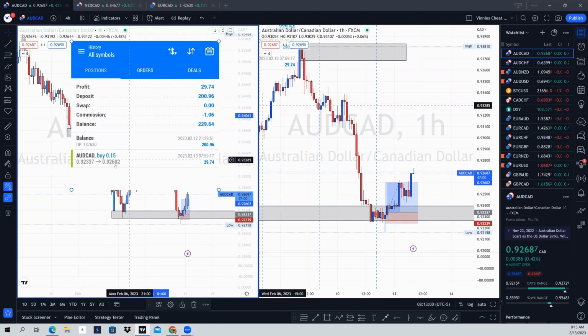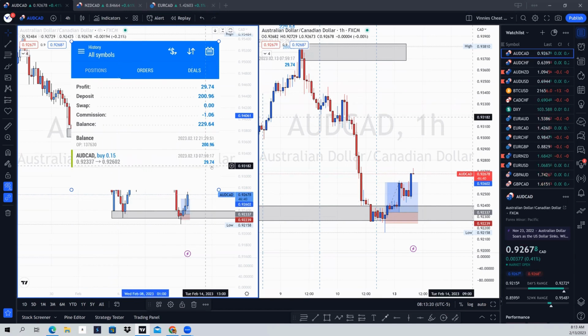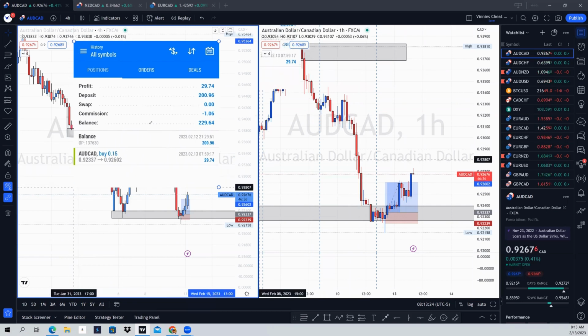And I took a trade using this strategy yesterday, okay. Here was my entry, here was my exit, here's the lot size that I used, okay. I got this lot size from the cheat coding trading calculator. I'll show you guys that in just a second. And here was my profit, $29.74. Okay. So let's take a look at it.